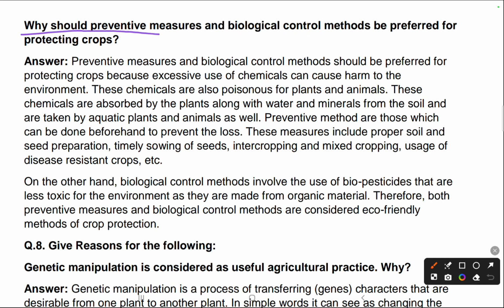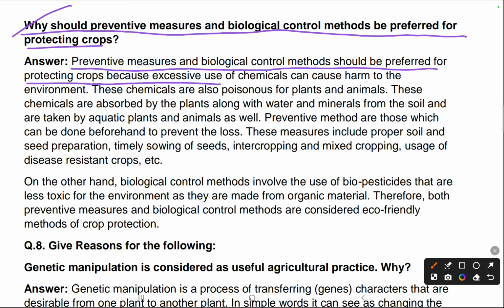Why should preventive measures and biological control methods be preferred for protecting crops? So, the answer to this question is: preventive measures and biological control methods should be preferred for protecting crops because excessive use of chemicals can cause harm to the environment. These chemicals are also poisonous for plants and animals.